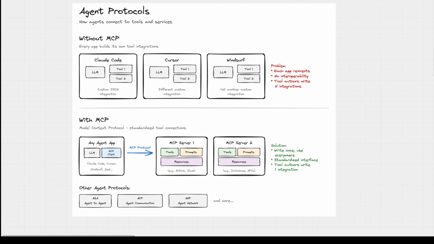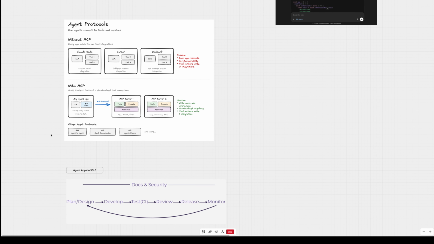Each MCP exposes tools, prompts, and resources. Any agent app that speaks MCP can use these tools. Write once, use everywhere. And there are other agent protocols emerging these days. You have the other famous one, agent to agent from Google. There's also other ones like agent communication, agent network, and so many more. MCP is the big one right now, at least. Now, agents in software development lifecycle.